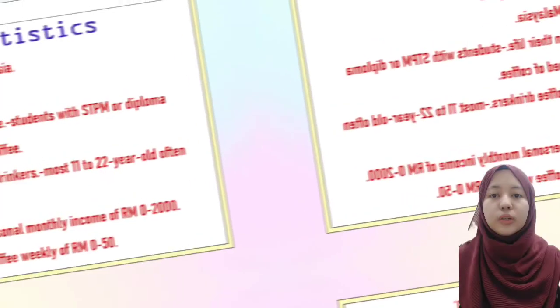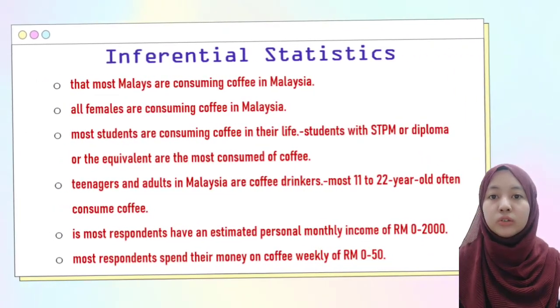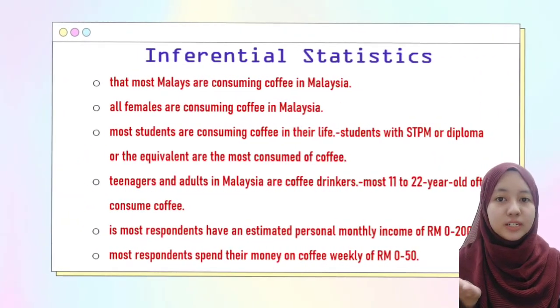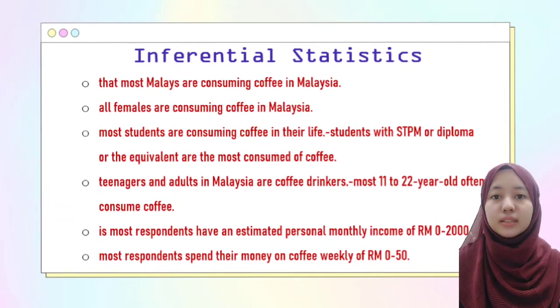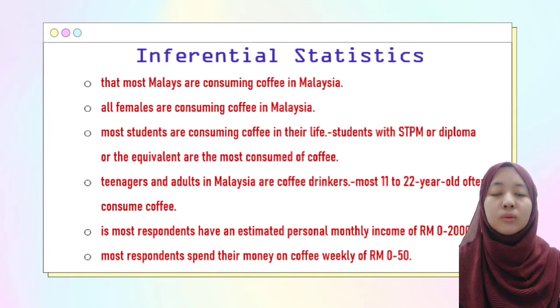1.041. Today, I will explain about inferential statistic and conclusion for this group assignment. What is inferential statistic? Inferential statistic involves using sample data to draw conclusions about a population. For question 1, the majority race that consumes coffee is Malay. The least race who consumes coffee is Bugis, Pakistan, and Lumbawang. A possible inference drawn from the study is that most Malays are consuming coffee in Malaysia.